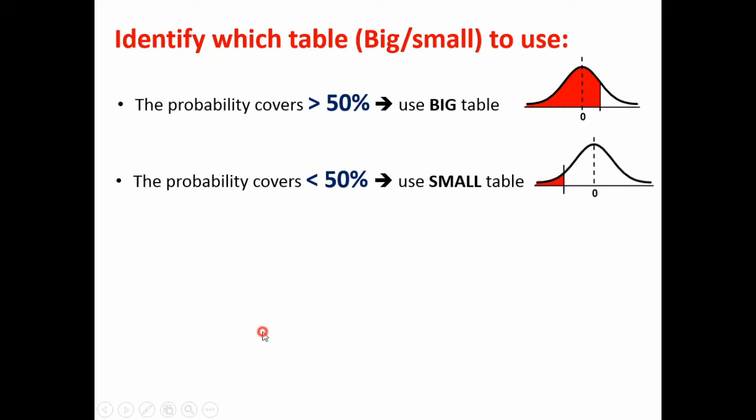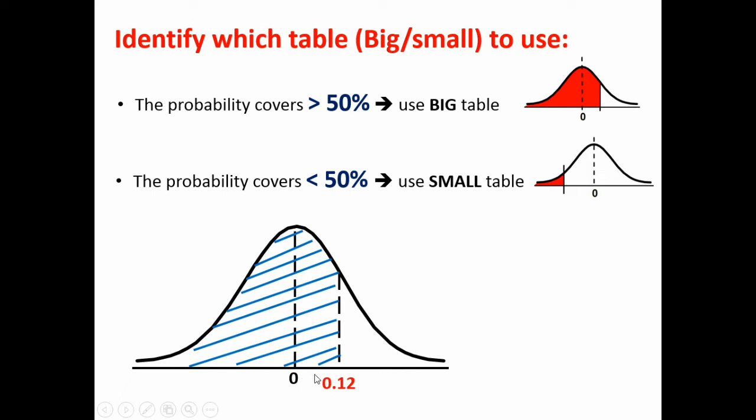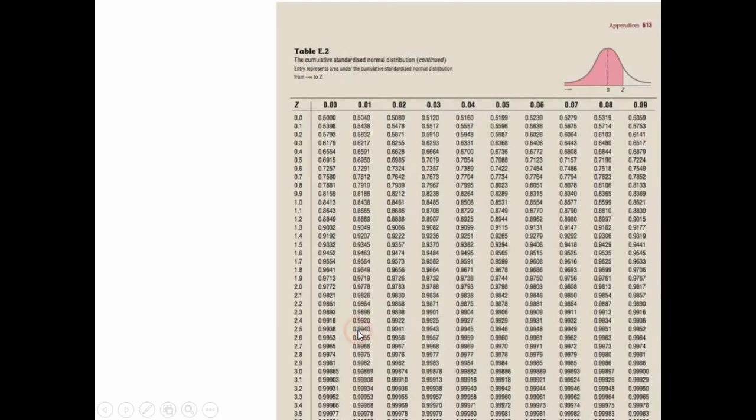So return to our case. Here you can see the probability is greater than 50% of the total. Therefore, we would use the big table to look up the correct probability. So, this is the big table. Here, we have z equal to 0.12.